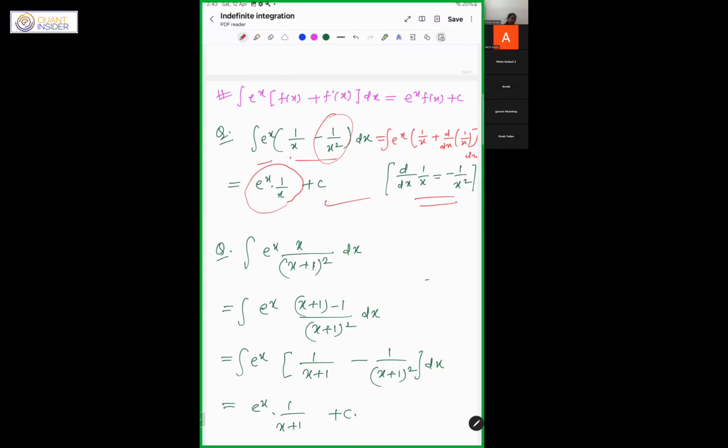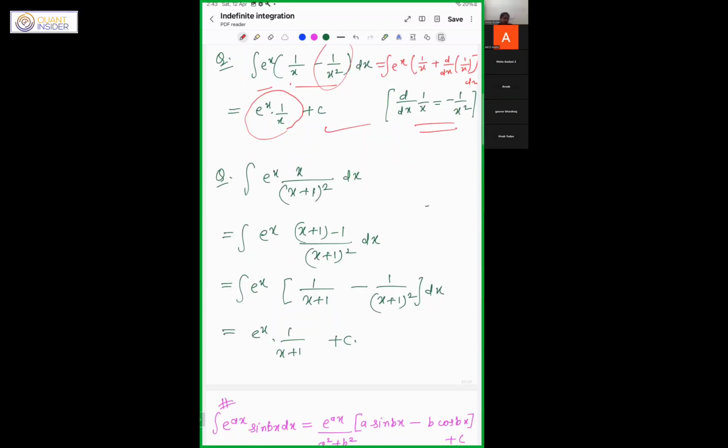But in the next question, e to the power x is there, but we don't have the sum of two functions, a function and its derivative. We don't have it like that. But can we write it in that form? The answer is yes. You have given x upon x plus 1 whole square. If you add 1 and subtract 1, you divide by x plus 1 whole square in both x plus 1 and minus 1. So what I have done is I have written x plus 1 upon x plus 1 whole square minus 1 upon x plus 1 whole square. So this will cancel out, and this is 1 upon x plus 1, this term, and this is this term.